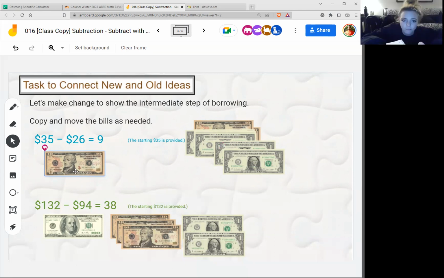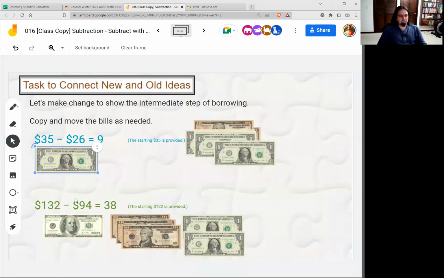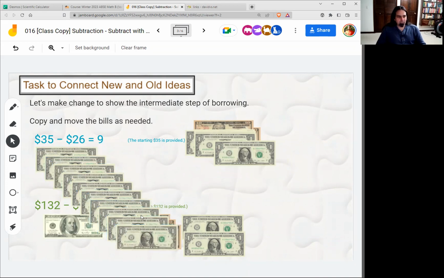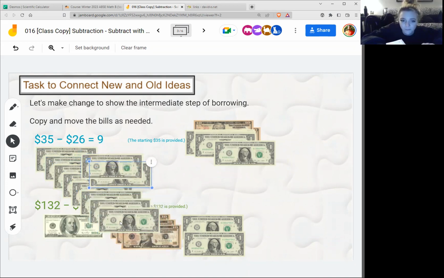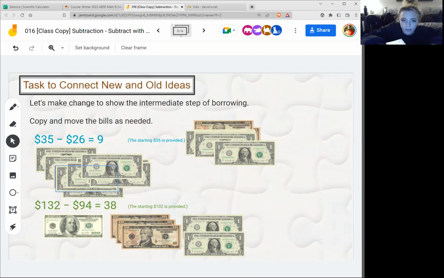Delete this 10? Yep. And we're going to replace it with 10 ones. So here's that extra 1, and I'm just going to hit delete a bunch for you. 2, 3, 4, 5, 6, 7, 8, 9, 10. Okay. Cool. So now you have 10 ones, and since you wanted to move 1 more over, you can.